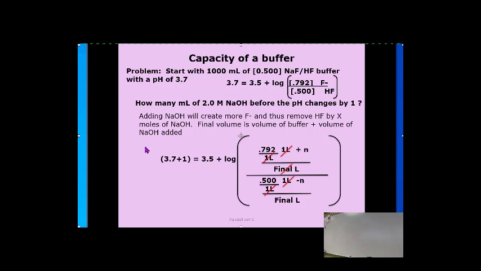Where did you get that 0.792 again? That was the original mix. I just made one up. Like, here's the original buffer, just to kind of show you how I'd go at this, right?